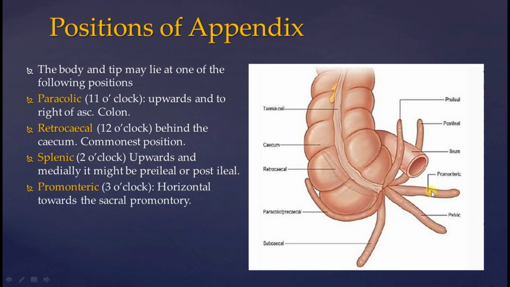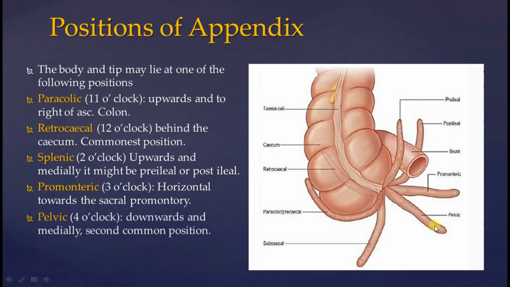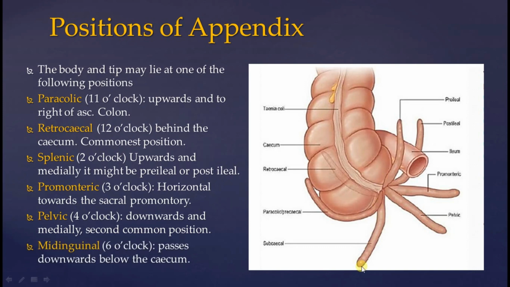Then the 3 o'clock position, transversely, when it is facing the sacral promontory, is called the promontoric position. Then it is present towards the pelvic brim and sometimes might be related to the uterus or the right uterine tube in females. That is the 4 o'clock position. Ultimately we have the inguinal position, which faces exactly vertically downwards, the 6 o'clock position. So 11 o'clock, 12, 2, 3, 4 and 6: these are the various positions you can encounter.